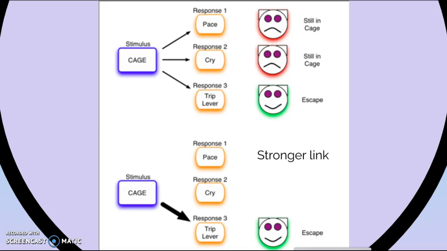However, if the dog trips the lever, which is what the observer wanted it to do, it is able to escape, leaving the dog in a satisfying state of affair, thus increasing the connection between the situation and the response. The next time that the dog is placed in the cage, which is the stimulus, it automatically trips the lever because, as previously stated, the connection between the situation and the response is stronger now.